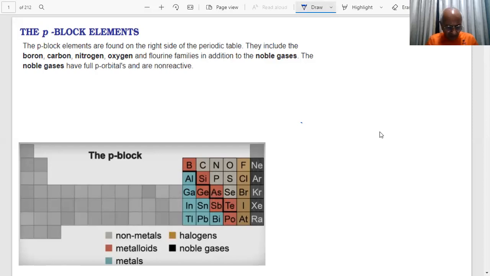Students, last time we started a very important topic, that was p-block elements. In the p-block, the first group we told you about is Group 13, that means 13 minus 10.